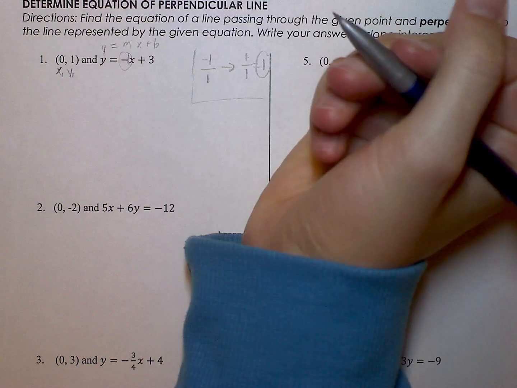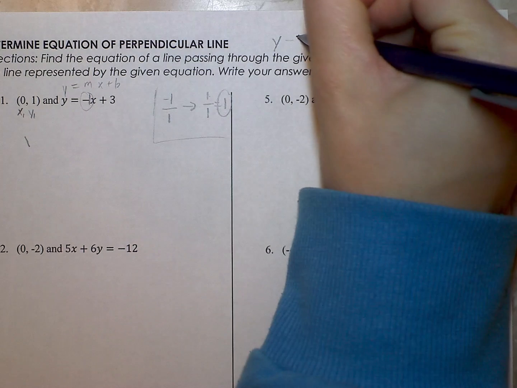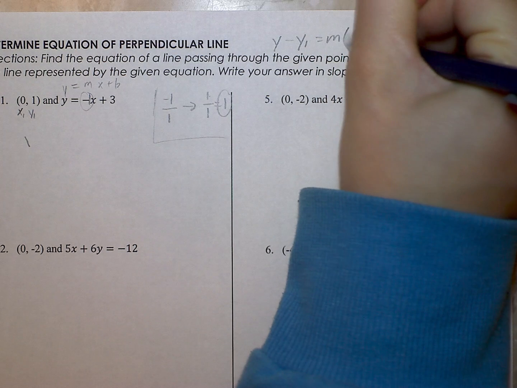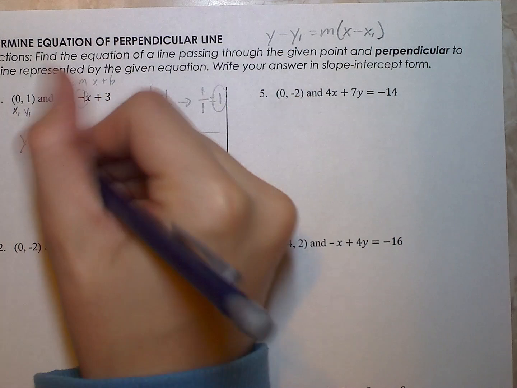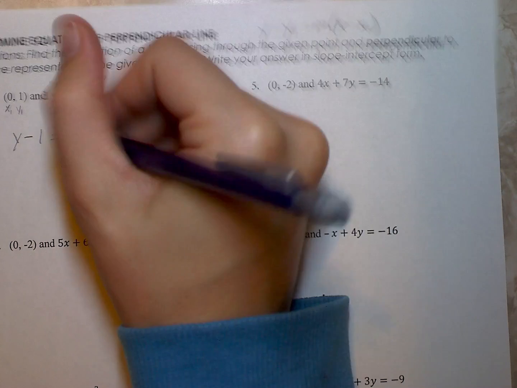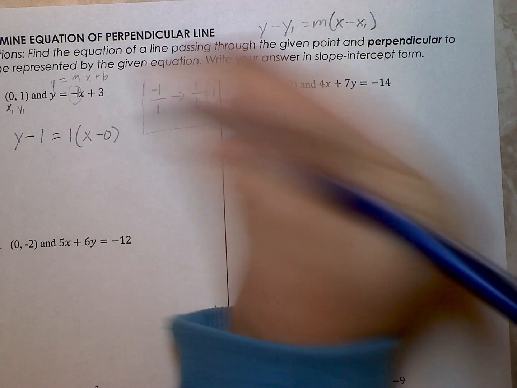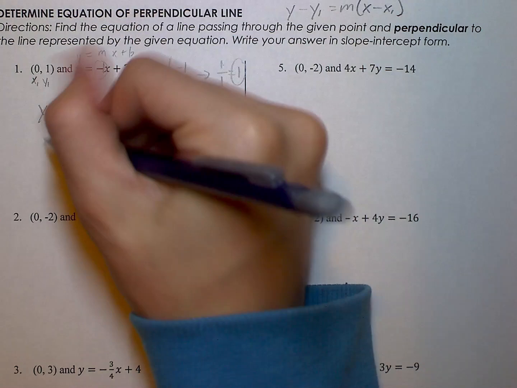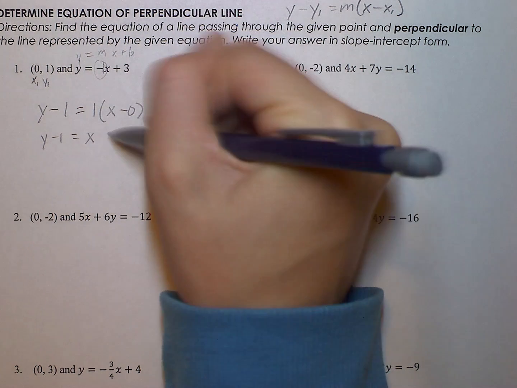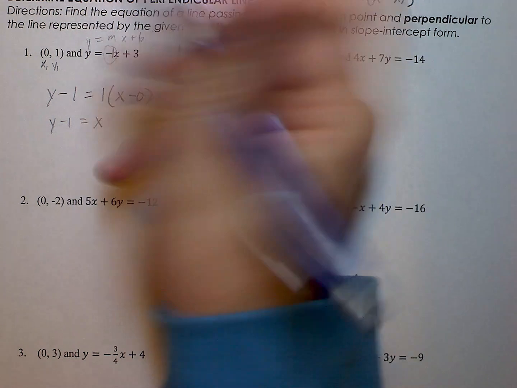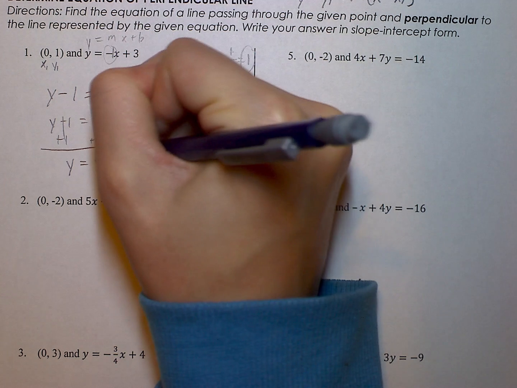This is my x1, y1. And again, I'm going to write my point slope form at the top here. So this is y minus y1 equals m, the slope, times x minus x1. Okay, so then when I distribute here, look what I get. 1 times x is just x. 1 times 0 is 0, so I'm not even going to write it. So I just have y minus 1 equals x. And then I add 1 to both sides. And I get y equals x plus 1.